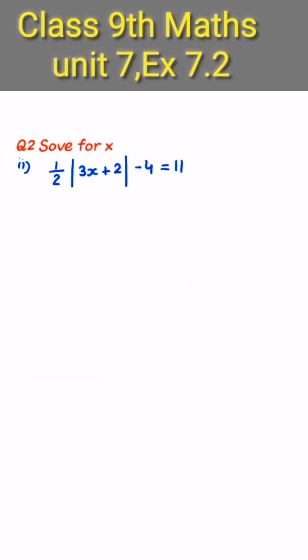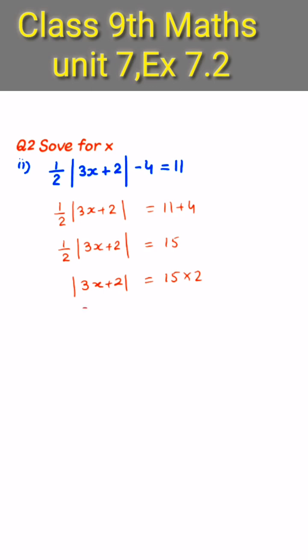Part number 2: 1 by 2 of 3x plus 2, 11 plus 4. Absolute value of 3x plus 2 will be equal to 15. Now the absolute value will become 3x plus 2, 15 multiplied by, so 3x plus 2 will be equal to 30.